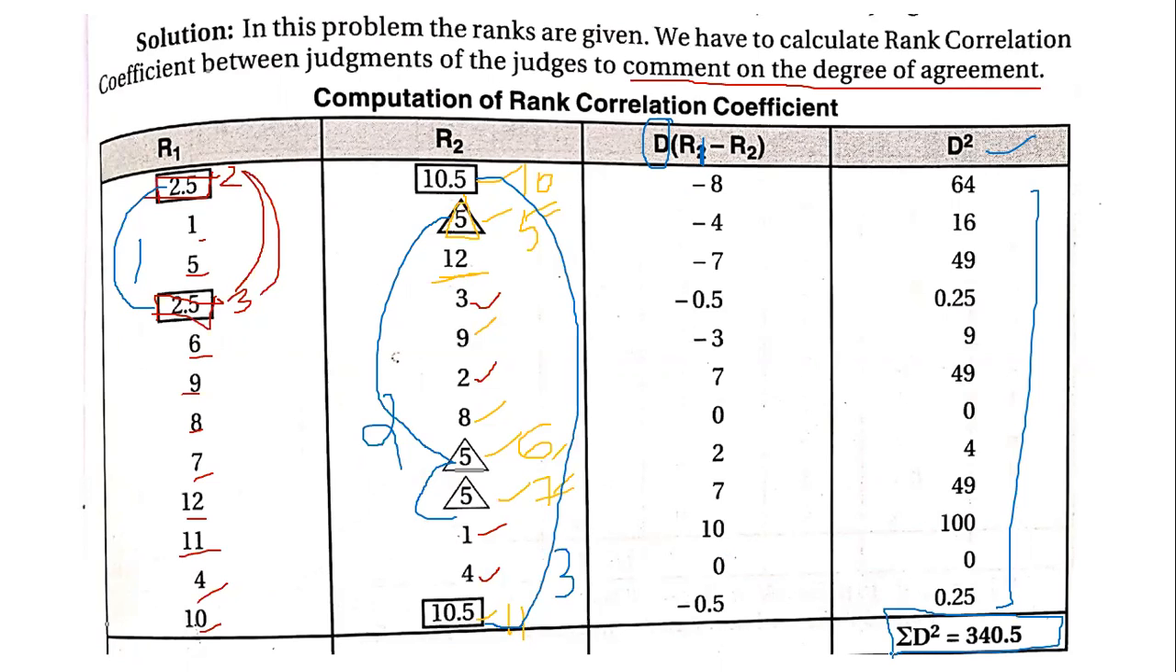If you observe the problem, the value of n, or the number of data that we have, is 12. So if you want, we can just count once again: 1, 2, 3, 4, 5, 6, 7, 8, 9, 10, 11, 12. So the value of n for us is 12. Okay, so these are the important values that we require.